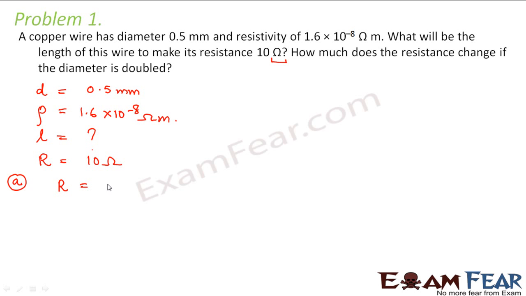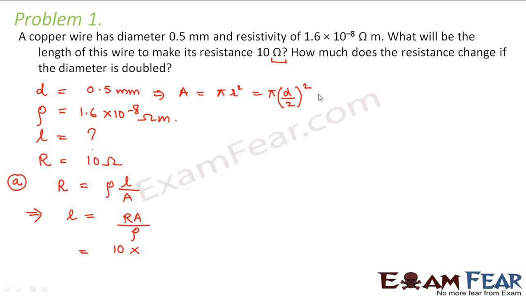Now from the expression of resistance, we know that R is equal to rho L by A. So from this we can say L is equal to RA divided by rho. So we can put the values of R and A. What will be A? If diameter is given as 0.5 millimeters, that implies that area will be equal to pi R square. So R will be nothing but diameter by 2 because R is the radius. So this will be pi (D by 2) whole square. Right? So this will be equal to pi is 3.14 into D by 2.